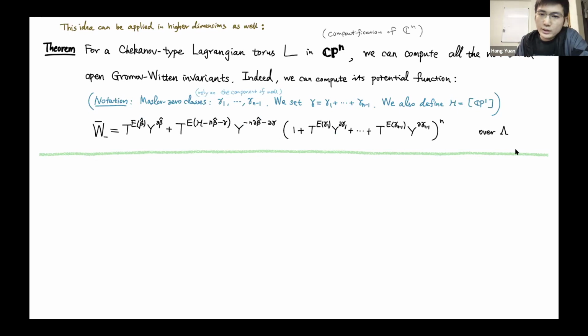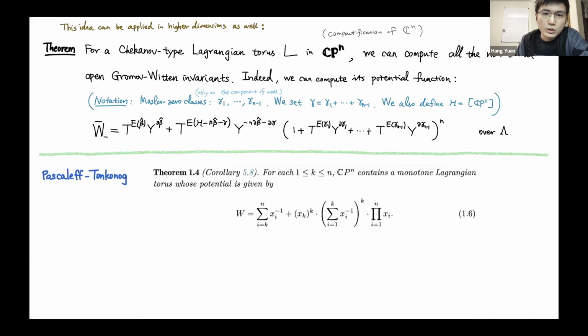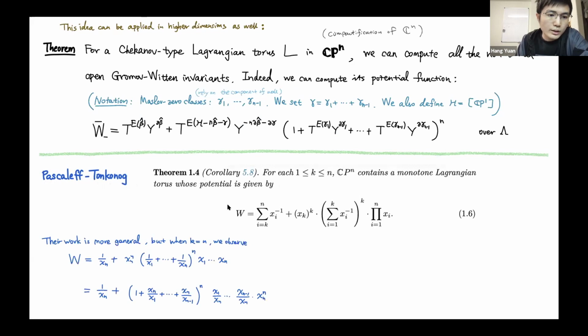It looks very complicated, but it is very interesting to compare my computation with the recent Pascaleff-Tonkonog work. So I copied their theorem here. Their work is definitely more general, but if you take k equal to n here, then we see that the superpotential is given by this, and you can compare the two superpotentials. They are basically the same. And you can take this change of variable here.